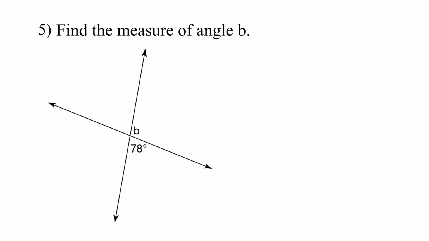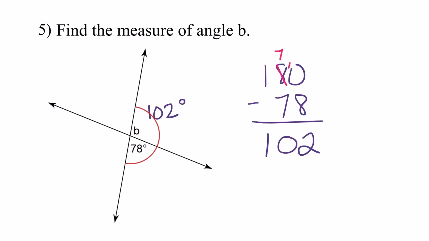You're supposed to find the measure of angle B. Well, angle B is right next to an angle that says 78 degrees, and the two of them together make a straight line. So they will add up to 180 degrees. Just subtract the 78 from 180, and we get an answer of 102.